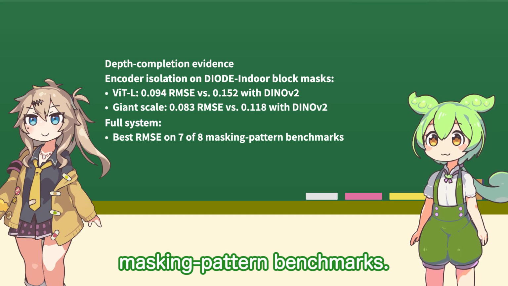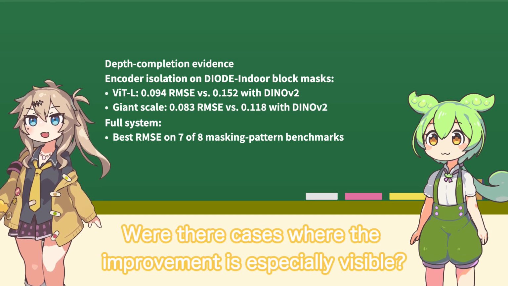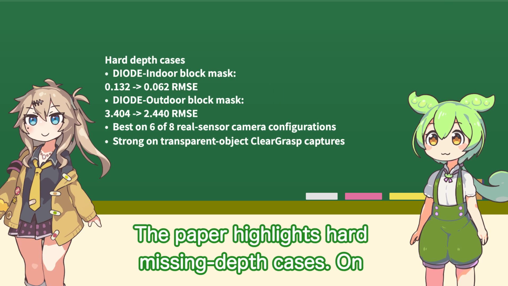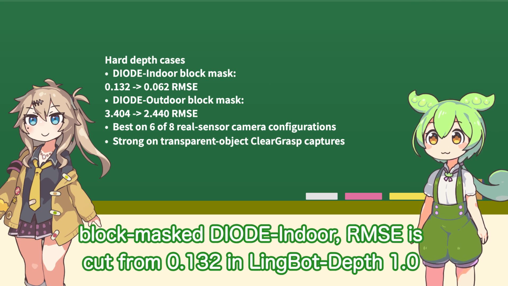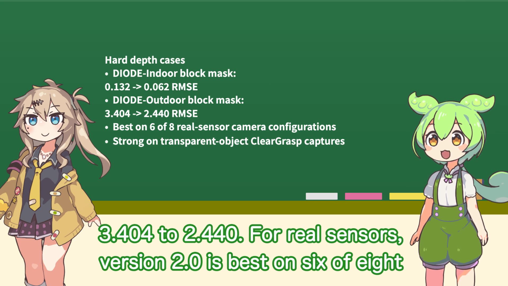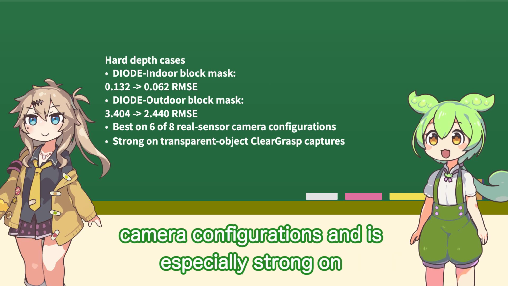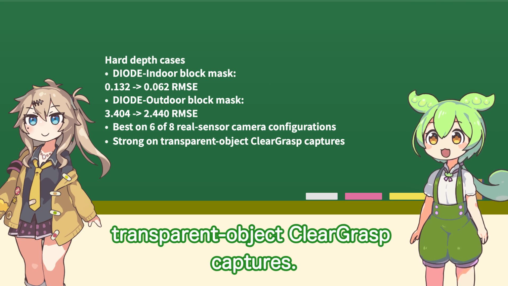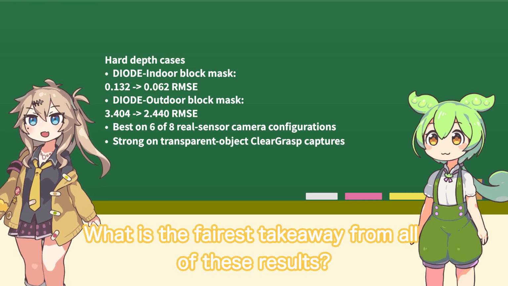Were there cases where the improvement is especially visible? The paper highlights hard missing depth cases. On block mask DIODE indoor, RMSE is cut from 0.13 in Lingbot Depth 1.0 to 0.06 in version 2.0. On DIODE outdoor, it improves from 3.40 to 0.440. For real sensors, version 2.0 is best on 6 of 8 camera configurations and is especially strong on transparent object and clear glass captures. What is the fairest takeaway from all of these results?